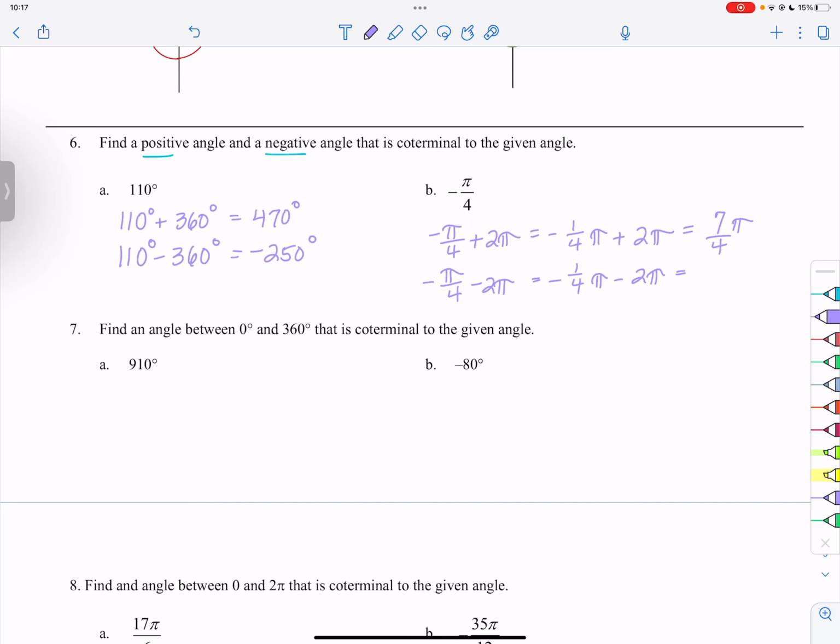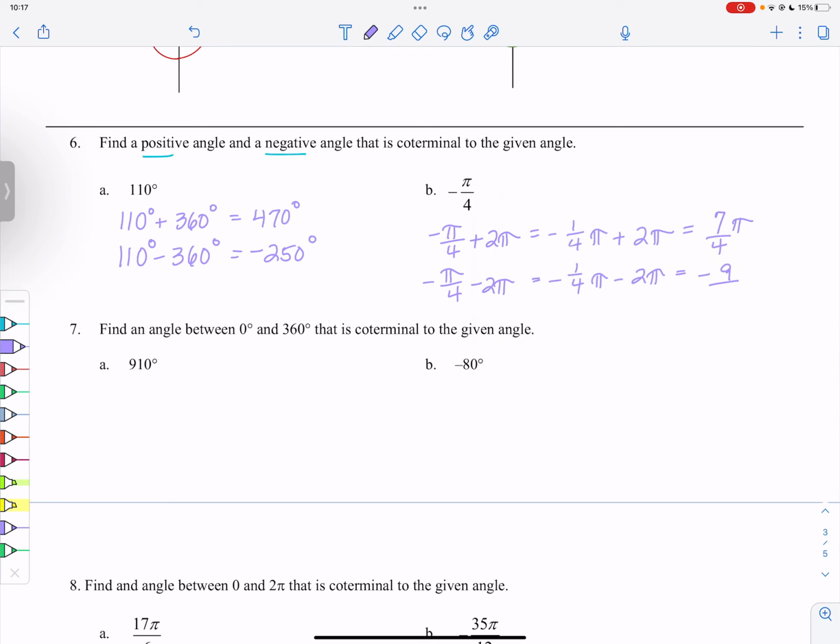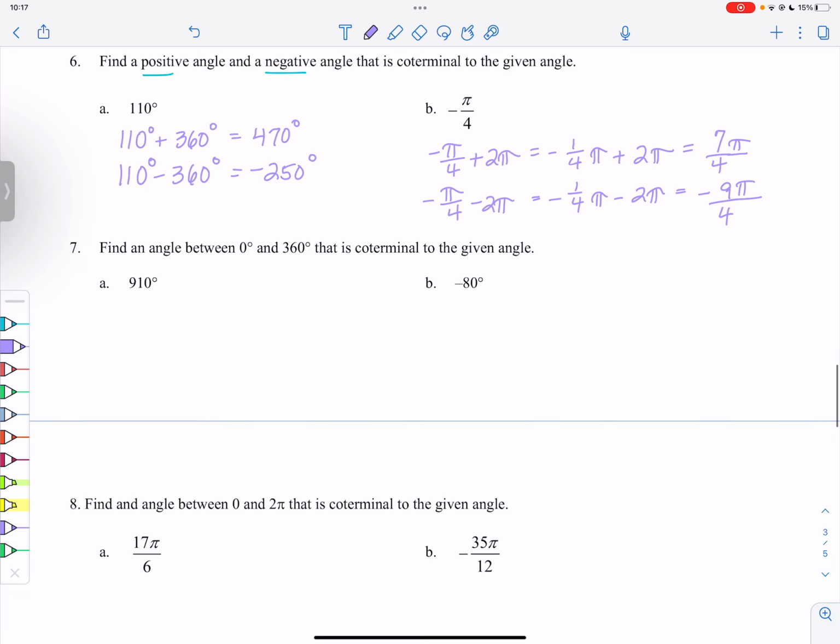And again, we will have a negative 9/4 pi. And we really need to put that pi in the numerator. I kind of split that out in order to solve those, but we could put it like that, okay? Okay, how about number 7?